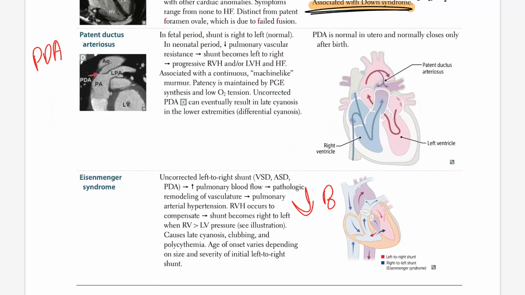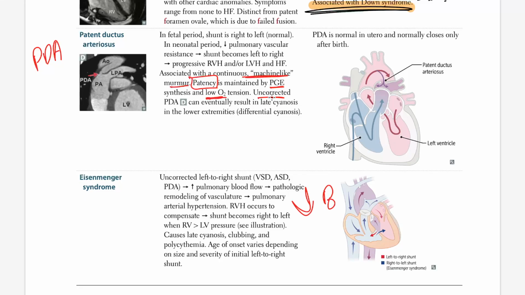Okay, it is associated with a very high yield machine-like murmur. Patency is maintained by two things. One thing is PGE, prostaglandin E synthesis, and the low O2 tension. So to keep it open, we need PGE1 and 2 and low O2 tension, low oxygen.